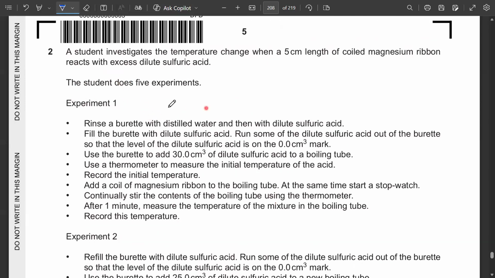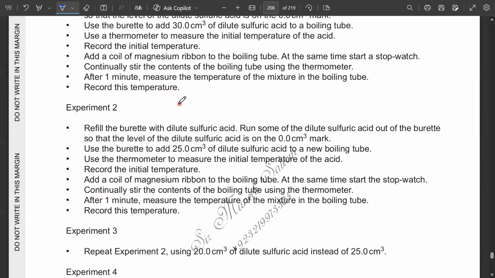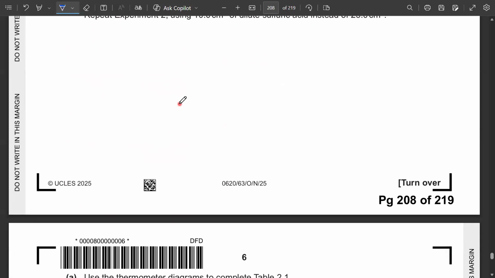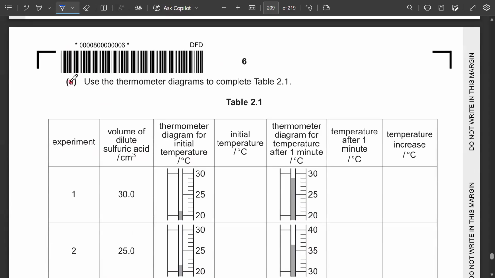Then question 2. A student investigates the temperature change when a 5 centimeter length of coiled magnesium ribbon reacts with excess dilute sulfuric acid. The student does 5 experiments. You all have the workbooks in hard form. You can go through these lines by yourself because there are so many lines that it will take time to read. So I'm jumping straight to the question.